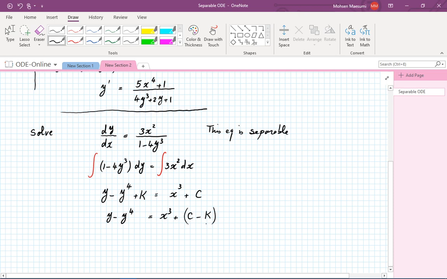So I can merge these two and say y minus y to the power 4 differs from x cubed by some constant. I might call this thing any letter. So for example, I might write c minus k is, say, constant m. So in all of these problems, c, k, m, and so on are constants.